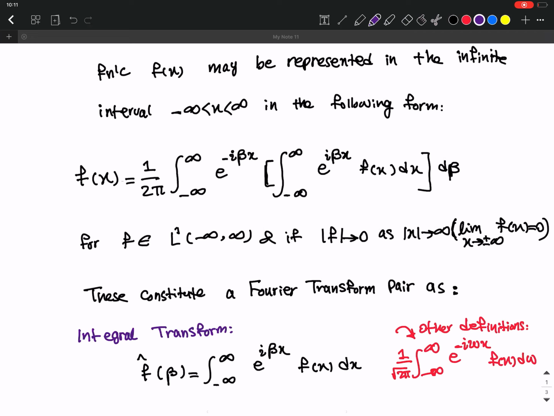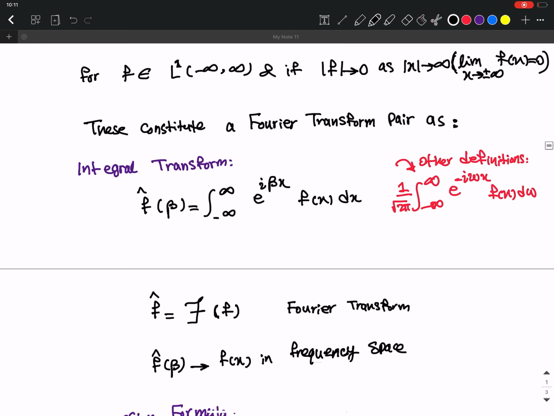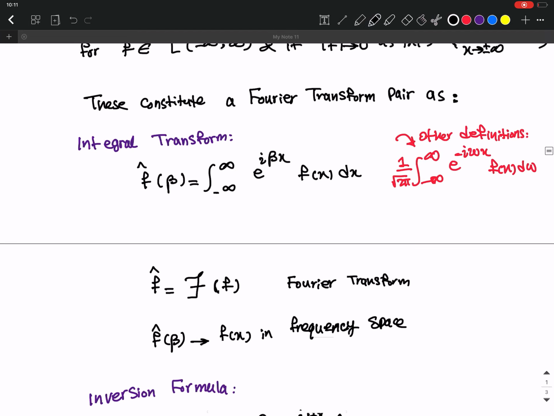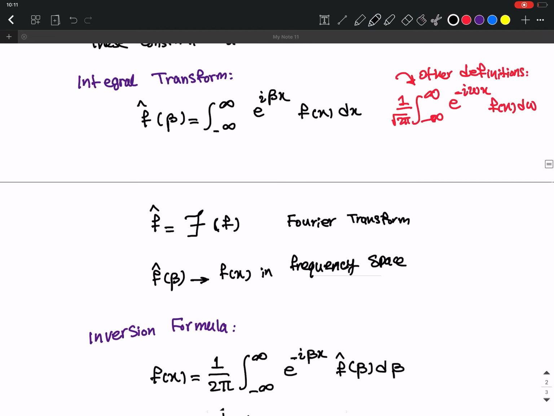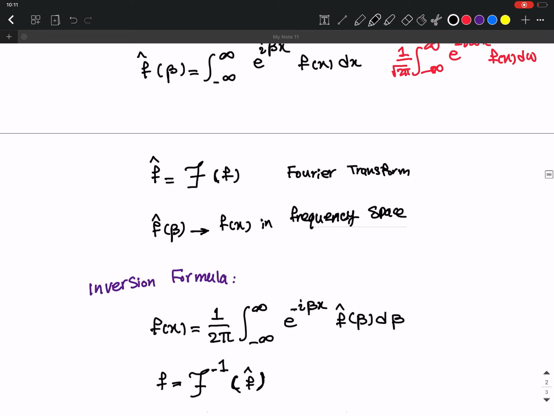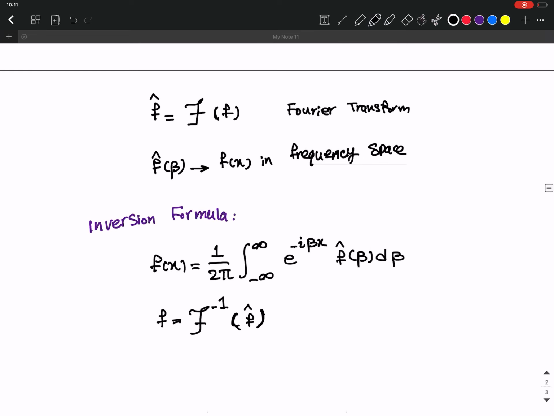So let me clean that. So these are some definitions, right? This is the integral transform, the Fourier transform, the complex Fourier transform. This is the inversion formula for that, where we go from frequency space, d beta, to the regular space. Okay, so I want to make some notes here.